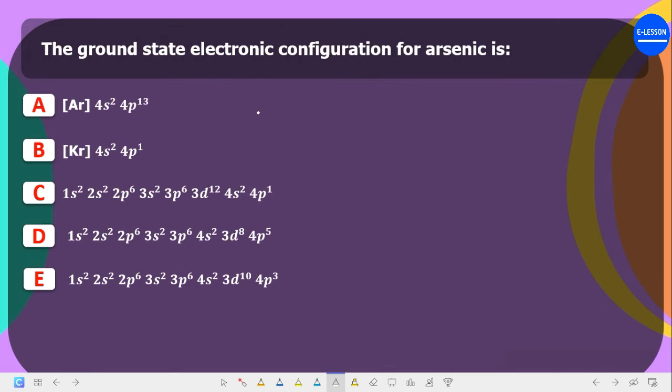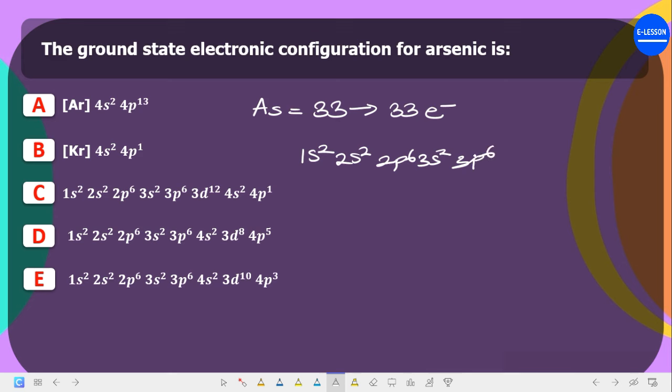Now the next. The ground state electronic configuration of arsenic is... Arsenic has atomic number 33, and therefore it will have 33 electrons. Now, writing the electronic configuration, it will be 1s2, 2s2, 2p6, 3s2, 3p6. How many have we counted now? This is 2, 10, 18.